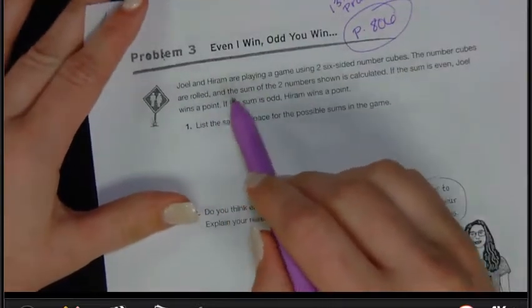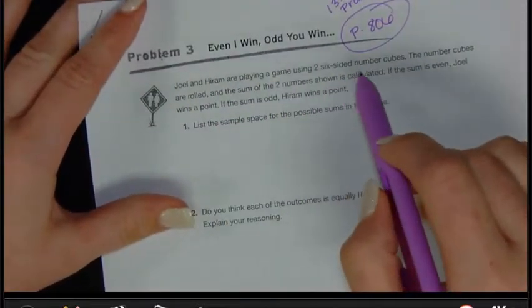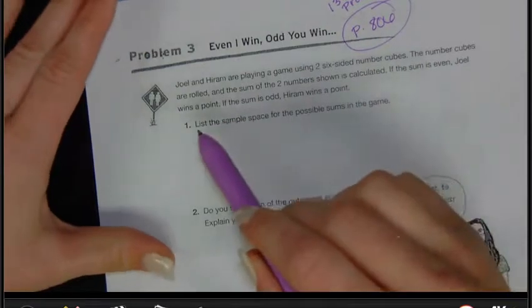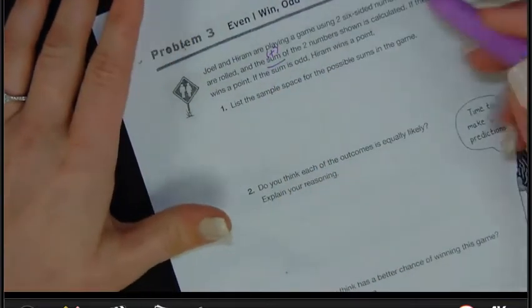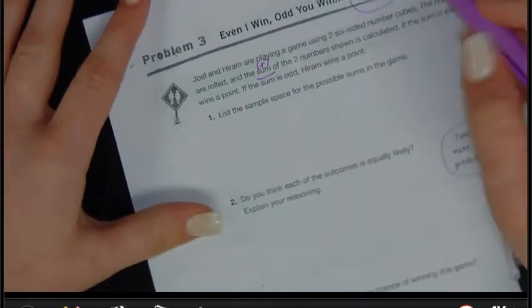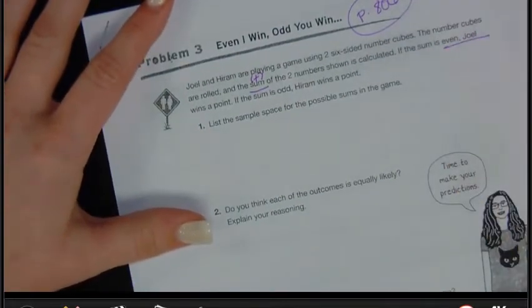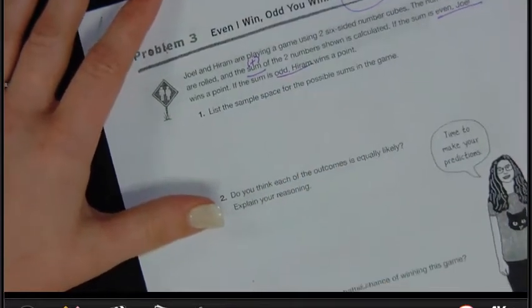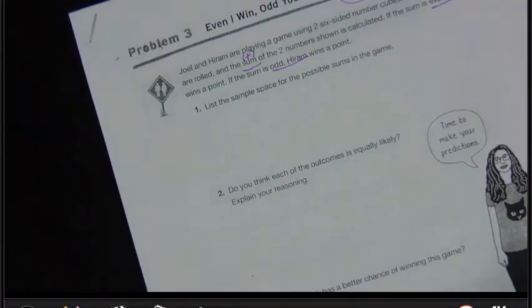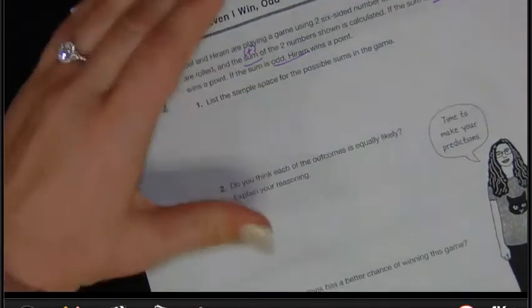All right, so Joel and Prbm are playing a game using two six-sided number cubes. The number cubes are rolled, and the sum, which means adding the two numbers together, is calculated. If the sum is even, Joel wins a point. If the sum is odd, Prbm is going to win a point. Okay? So number 1, it's asking me to list the sample space of the possible sums of my game.